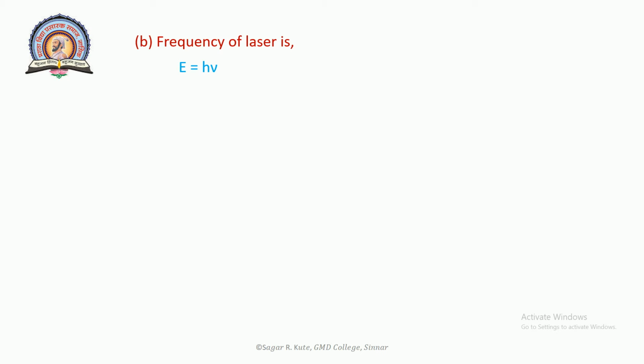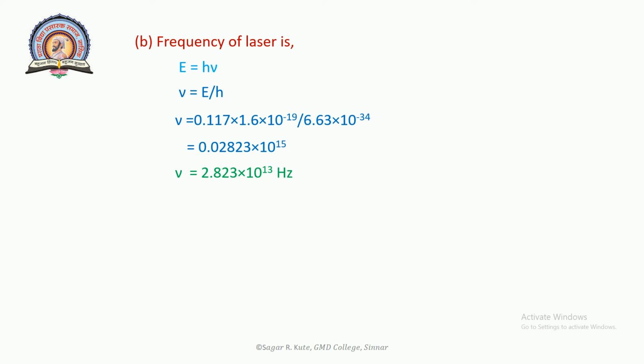Now second, we calculate the frequency of the laser. E is equal to h nu, so nu is equal to E upon h. Now put the values: 0.117 into 1.6 into 10 raised to minus 19 upon the h value 6.63 into 10 raised to minus 34. Now solve this equation: 0.02823 into 10 raised to 15, that is, the frequency nu is equal to 2.823 into 10 raised to 13 hertz.